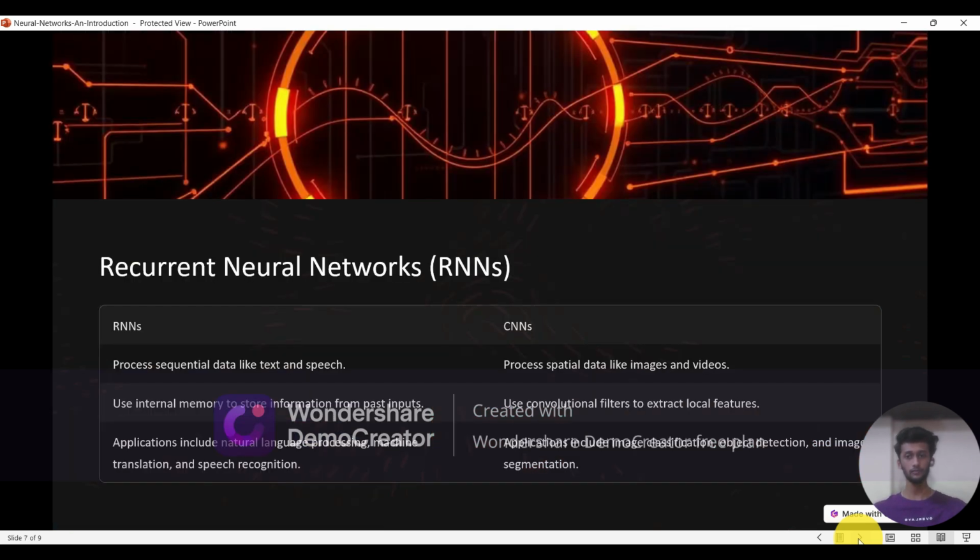Now we'll move toward RNNs, recurrent neural networks. Recurrent neural networks process sequential data like speech and use internal memory to store information from past inputs. Applications include natural language processing, machine translation, and speech recognition. And CNNs process spatial data like images, videos, etc. They use convolution filters to extract local features. Applications are image classification, object detection, and image segmentation.